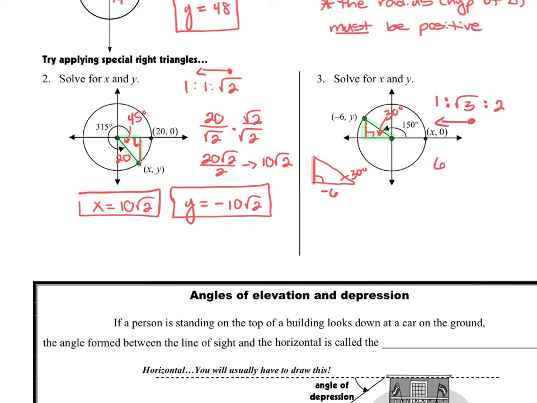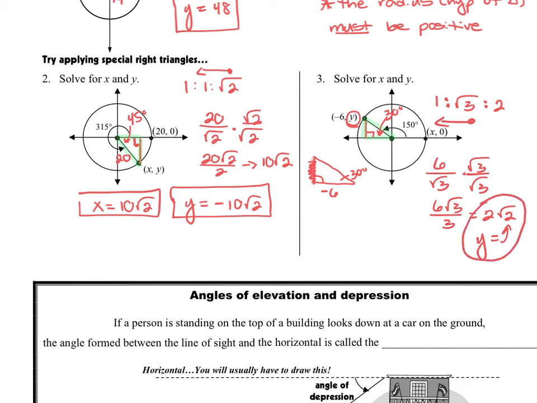I'm going to take my 6 and divide by my radical 3. I'm going to rationalize again. Again, you might be able to do this in your head, and that's okay if you can. Go for it. That's going to get me 2 radical 3, and that gets me to the short leg. So now I can see that this is my short leg right here. That means the y coordinate is 2 radical 3.